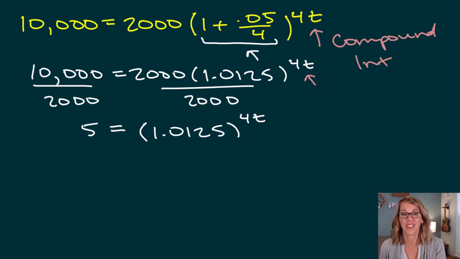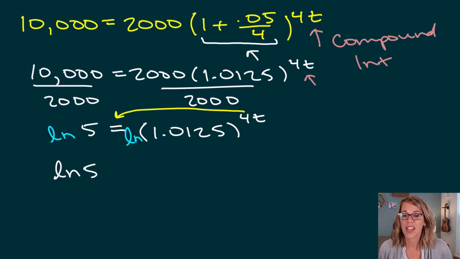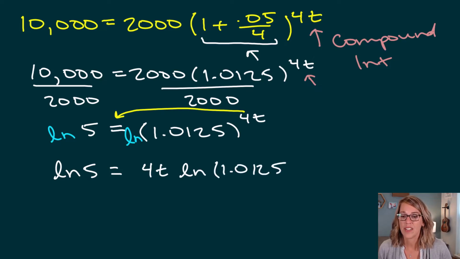Okay, so now things are looking really good. I've got my exponential all by itself and a number on the other side, so I'm ready to apply a logarithm. I'm just going to use a natural logarithm here because it is easy to put into my calculator. So I'm going to apply the natural log on both sides. Okay, so what do I get? Just the natural log of 5 on that side. On the other side, I can bring that 4t out in front. So I get equals 4t natural log of 1.0125.